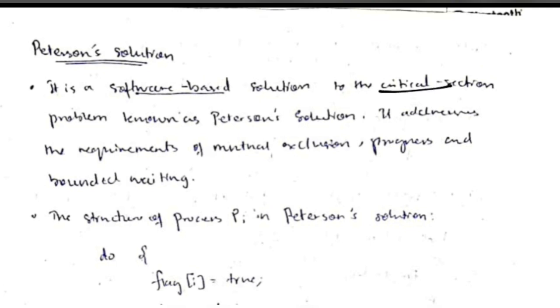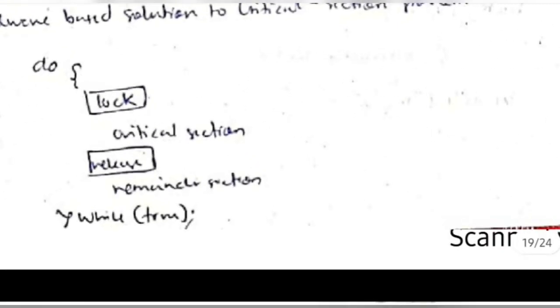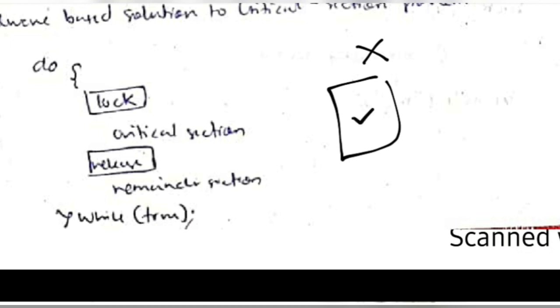The previous one was the software solution. Coming to the hardware solution for the critical section problem, we can use a lock and release section. In this, if a process enters execution, at that time the process will be locked, and until the process gets over its execution, the lock will not be released, and after it gets over, the lock will be released.